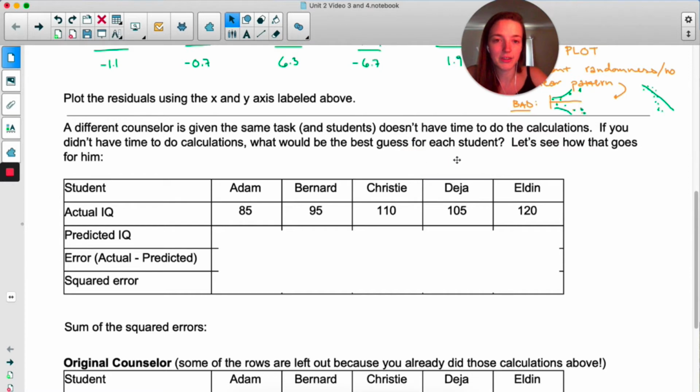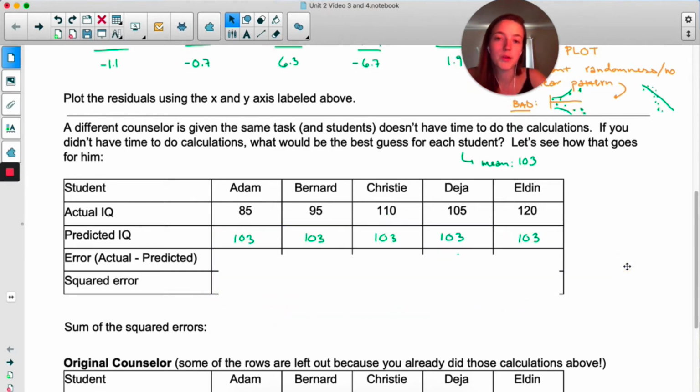So I'll just tell you, the mean for our students is 103. So this counselor is going to predict 103 for all 5 students. Is it a great guess? No. But if he has no time, it's probably the best guess that he can make. So we'll call it the best worst guess.